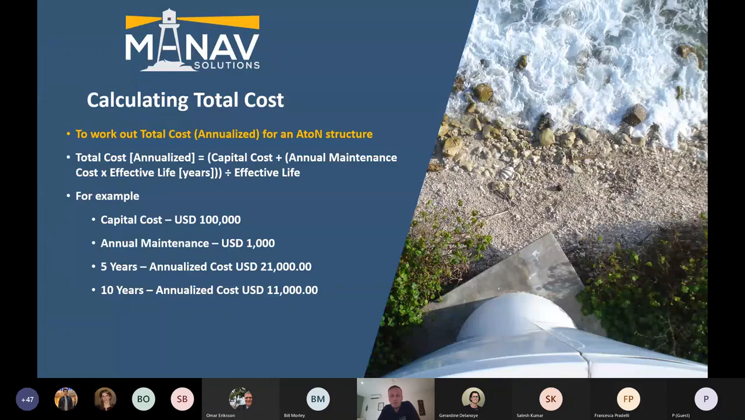So the important thing here to realise is your effective service life, how it impacts that. So if you've got a structure that only works for 5 years and you have to remove it, replace it, then that gives you an annualised cost of $21,000. Over 10 years, it's vastly reduced. So that just is a bit of an example of why it's so important in your effective service life, which is designing and installing the right structure and maintaining.